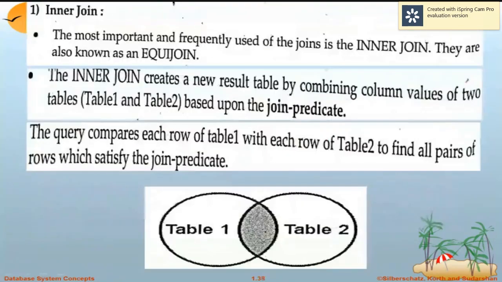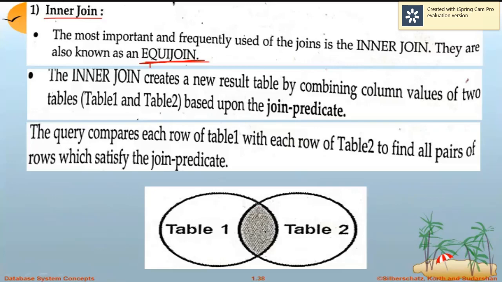Let's go into the different types of joins. The first one is the inner join condition. Another name for inner join is equi-join. This can be made a little clearer with this Venn diagram.